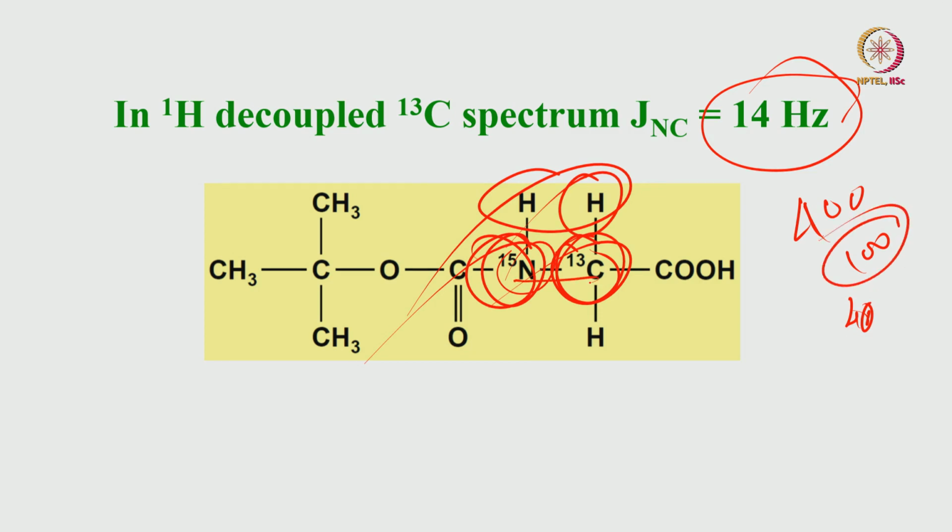So what is the difference then? 100 minus 40, 60 megahertz is the difference. So the chemical shift difference is 60 megahertz, whereas coupling is only 14 hertz. This is an example where heteronuclear spins, even when they are labeled like this, are weakly coupled. This is a classic example of a heteronuclear weakly coupled spin system in labeled molecules like carbon 13 and nitrogen 15, both labeled.